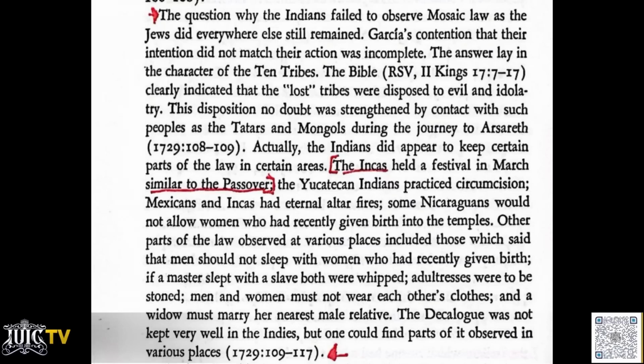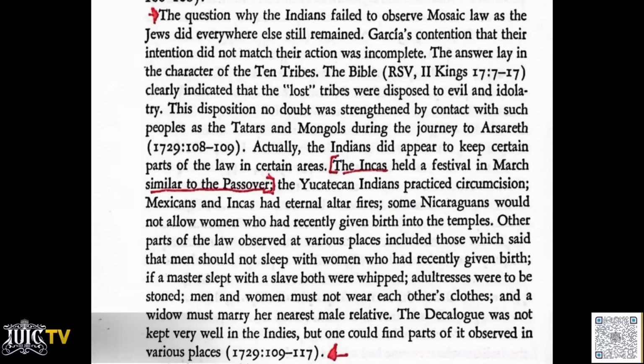Actually, the Indians did appear to keep certain parts of the law in certain areas. Like what? Yes, they did. It was tabernacles. The Indians, the Incas. Now, the Incas, that's Asher. The tribe of Asher.